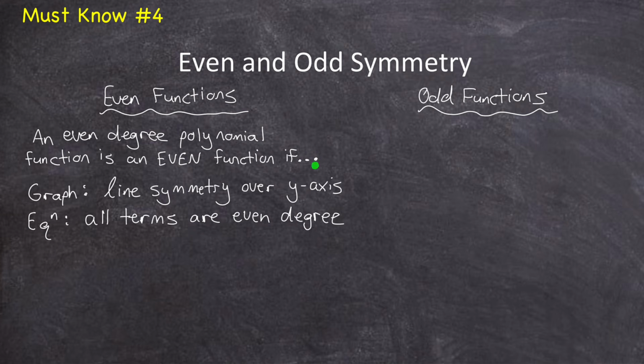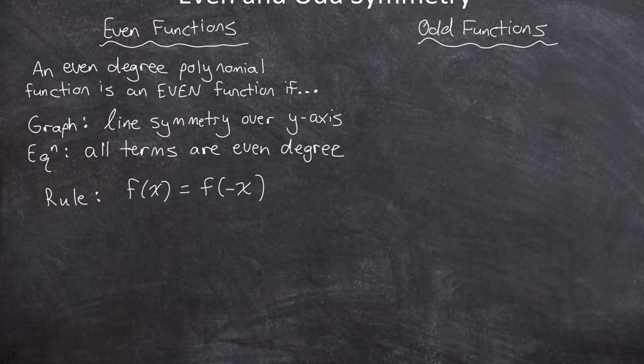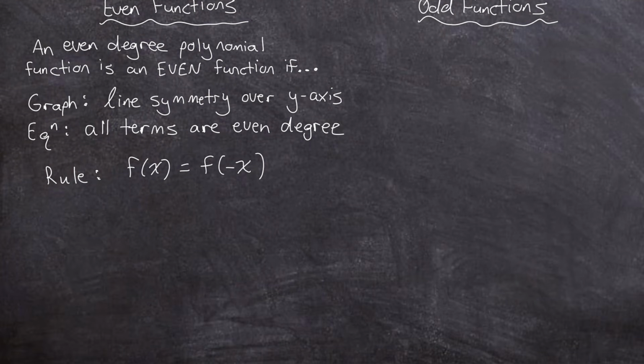Now, because of this line symmetry over the y-axis, there is an algebraic rule that would hold true for any even function. The rule states that the value of f at x would be equal to the value of f at negative x. And I'll be able to explain that more to you as I show you an example of an even function. So here's the function we're going to work with.